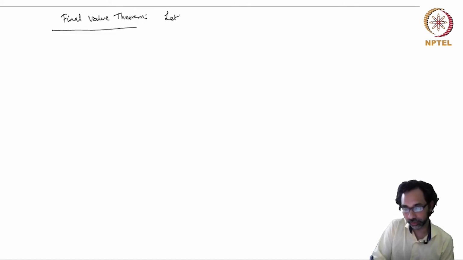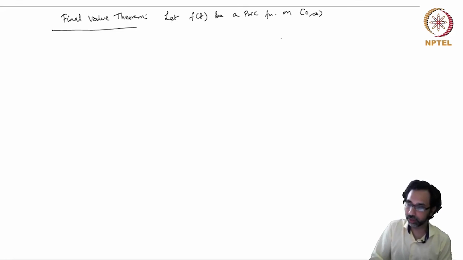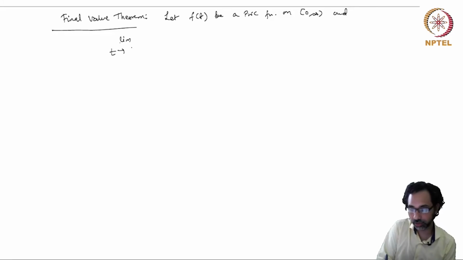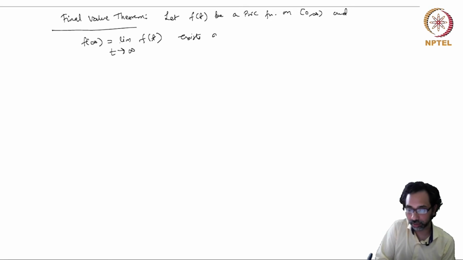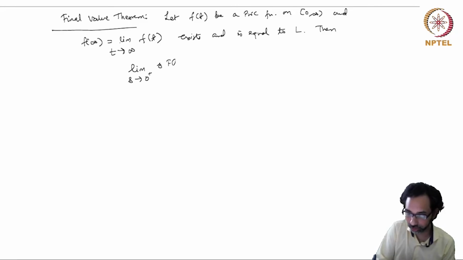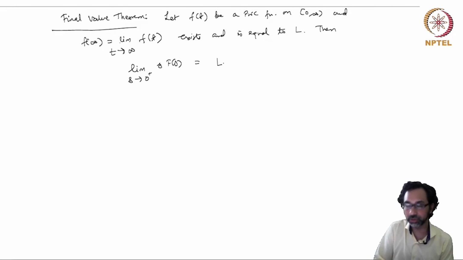So the final value theorem says that if f(t) is a piecewise continuous function on 0 to infinity, and the limit as t goes to infinity exists, so this is why it is the final value theorem, we take the limit at infinity, so f(infinity) exists and is equal to some value L, then the limit as s tends to 0 plus of sF(s) exists and is also equal to L.